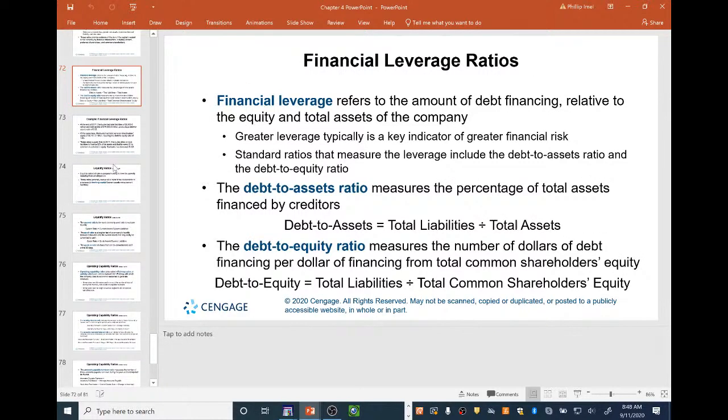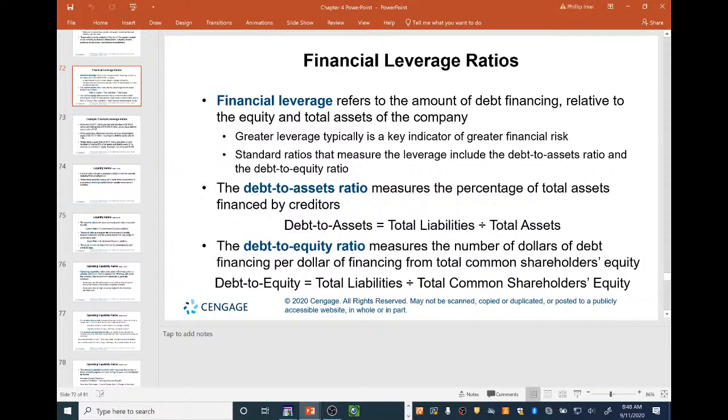Financial leverage refers to the amount of debt financing relative to the equity and total assets of the company. Greater leverage typically is a key indicator of greater financial risk, okay? Standard ratios that measure leverage include the debt to assets ratio and the debt to equity ratio. The debt to asset ratio measures the percentage of total assets financed by creditors. So debt to assets is just total liabilities divided by total assets.